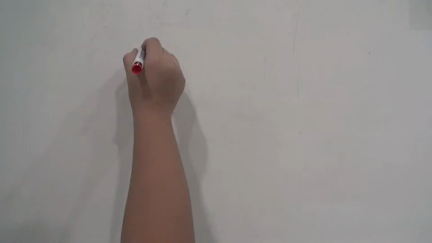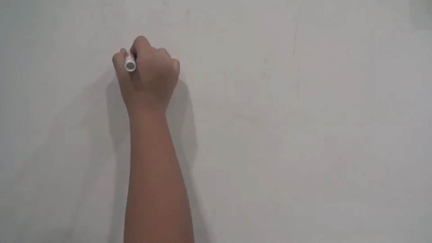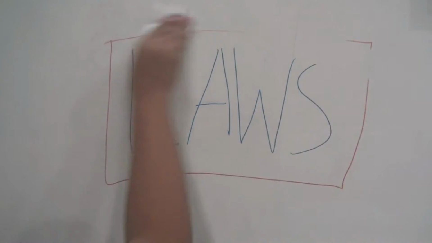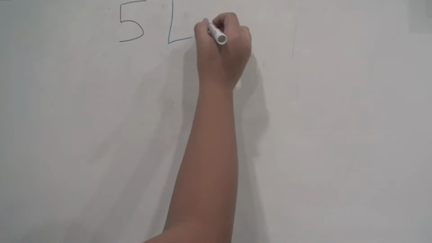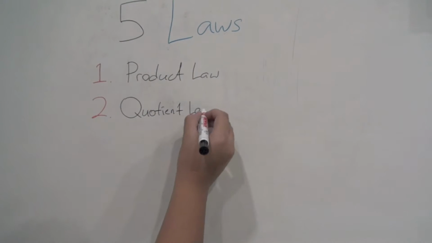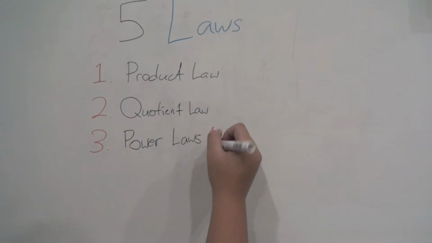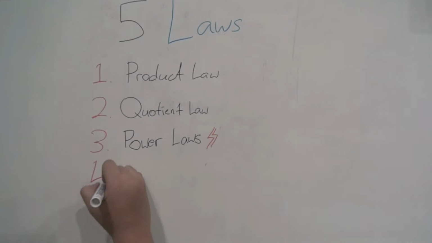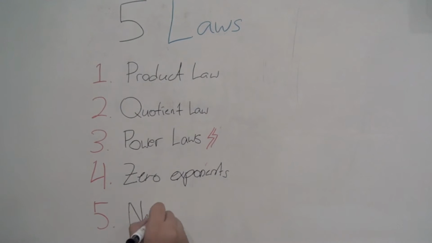However, everything in this world has rules or laws to follow. In this case, exponents also have laws. Exponents have 5 laws to follow. The first law is the product law. Then there's the quotient law. The third is the power laws, and there are many power laws. Then the fourth is zero exponents, and the final law is negative exponents.